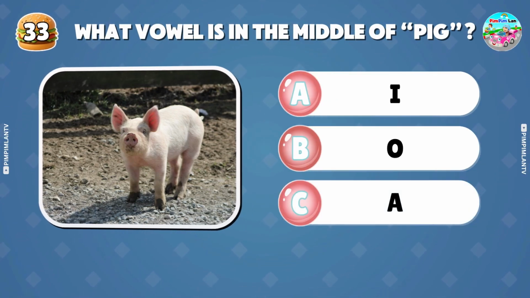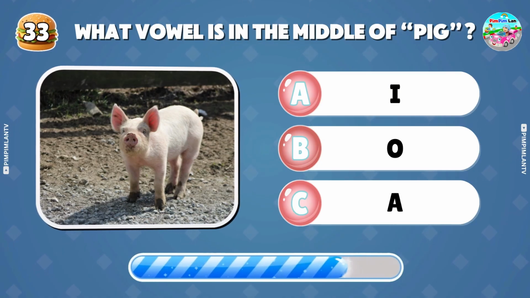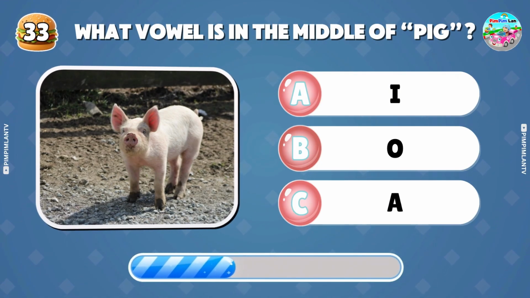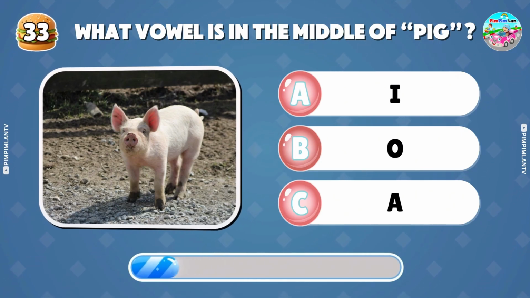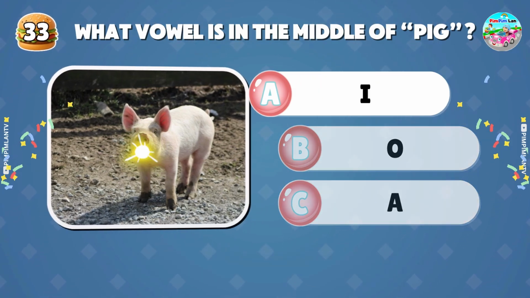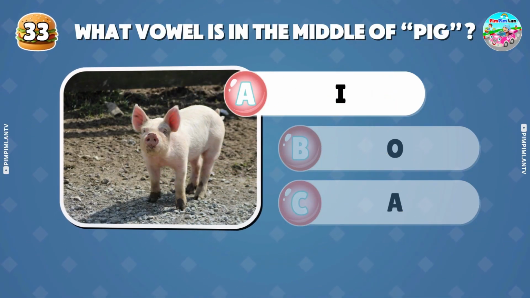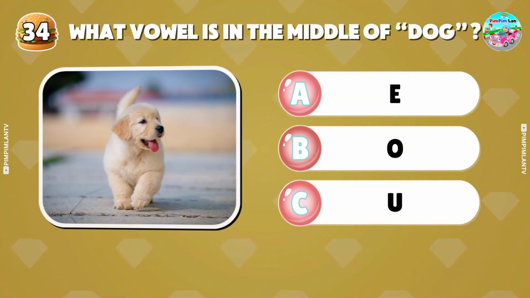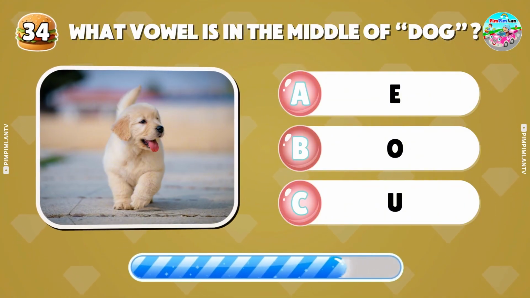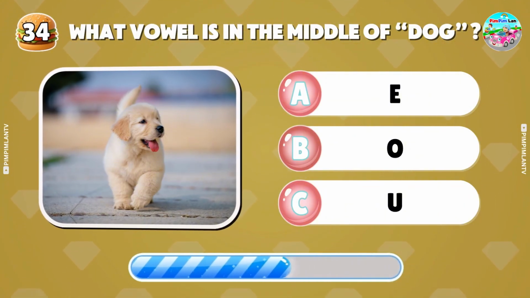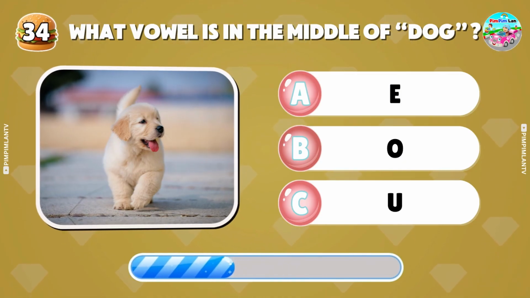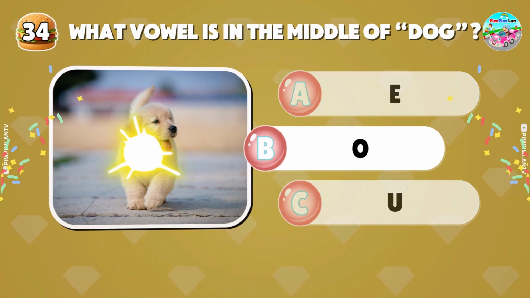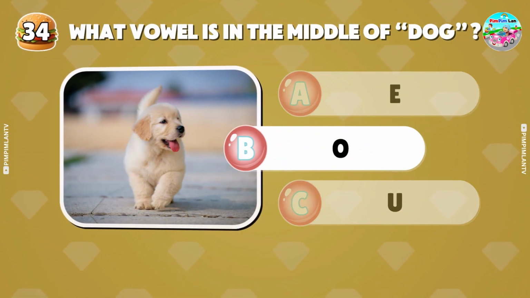What vowel is in the middle of pig? You got it! I holds the middle spot in pig. What vowel is in the middle of dog? Well done! O sits snugly in the middle of dog.